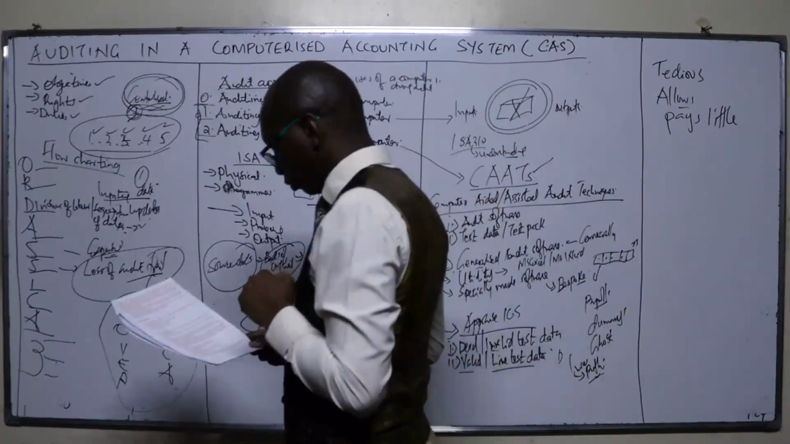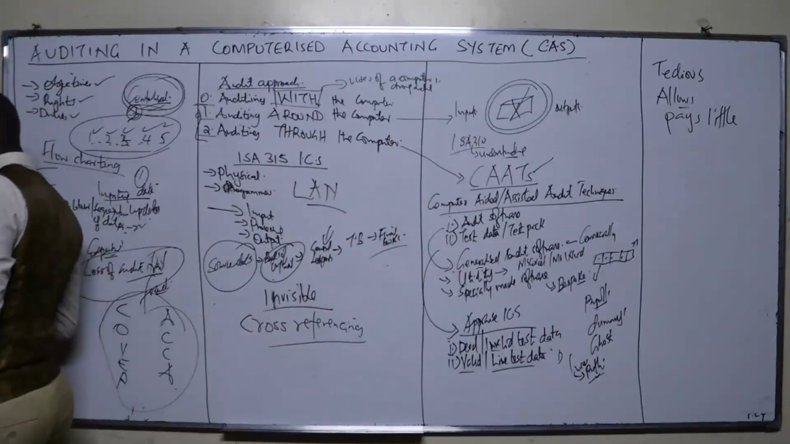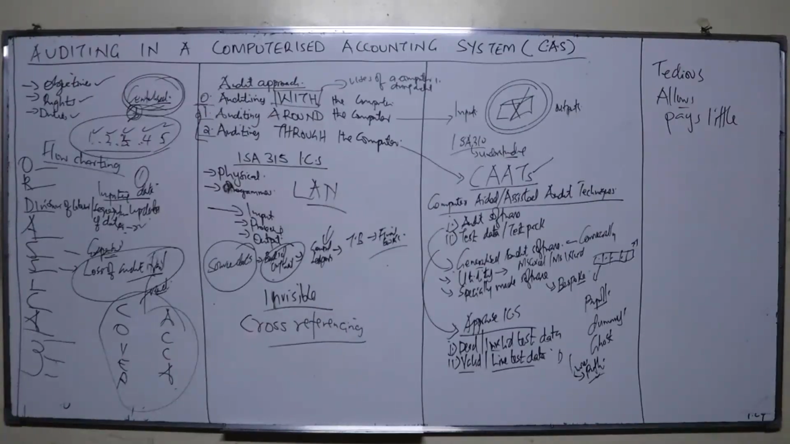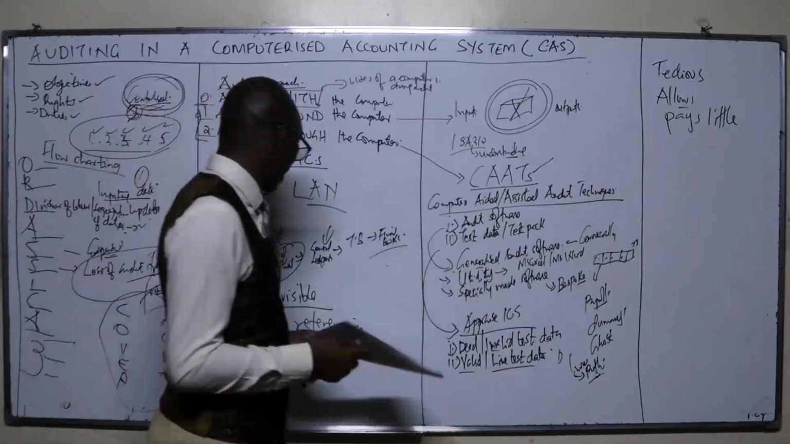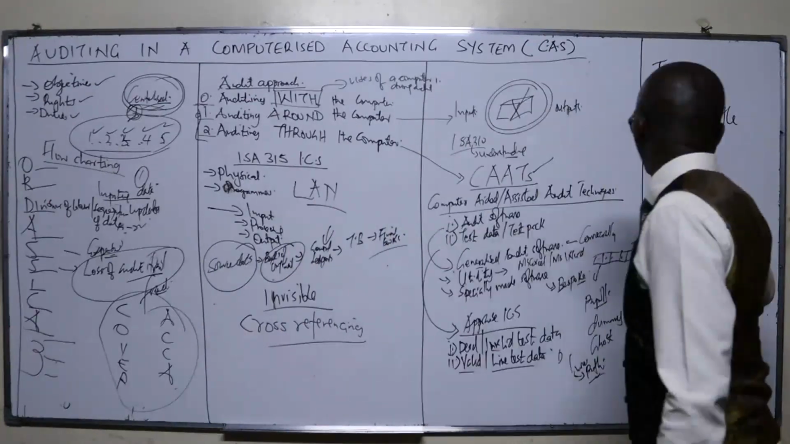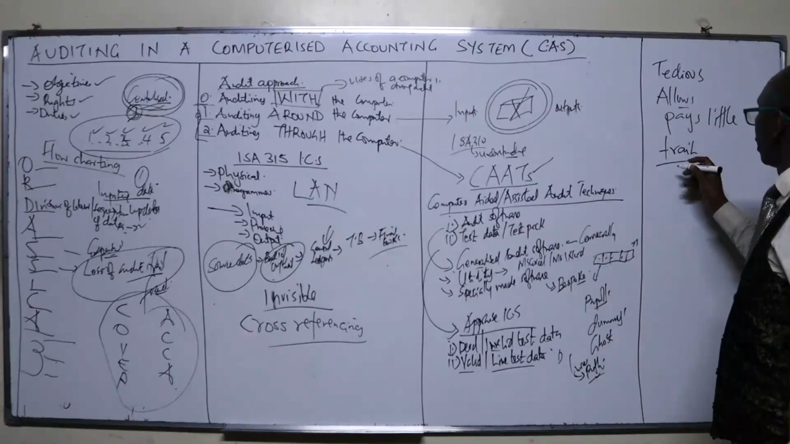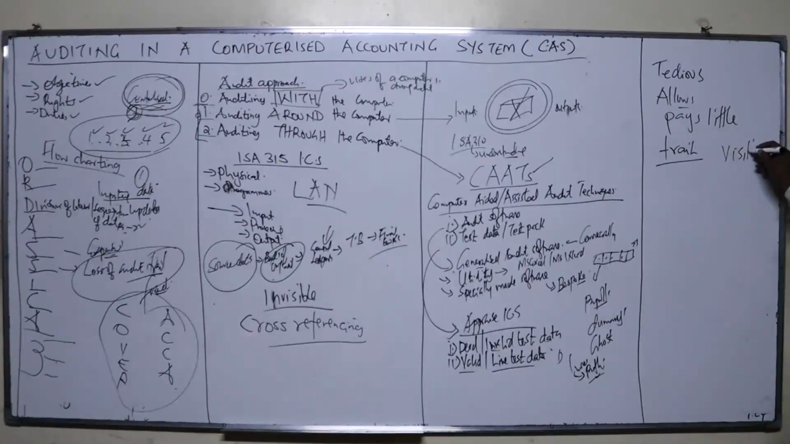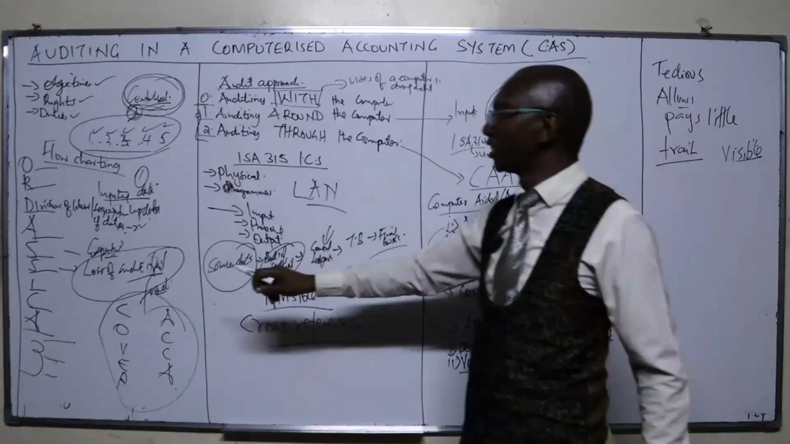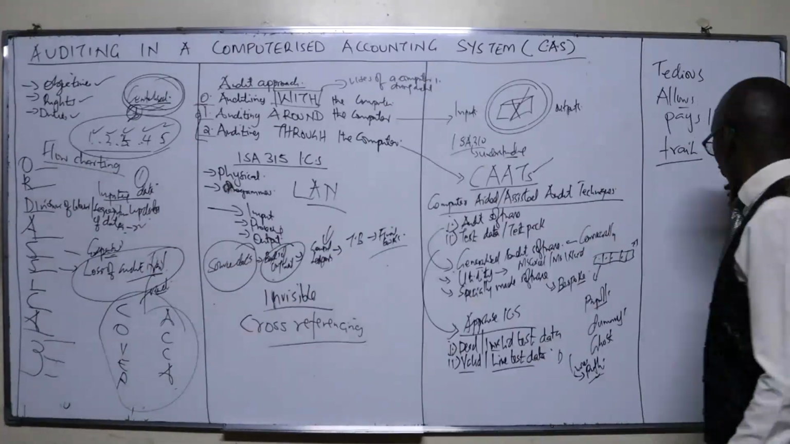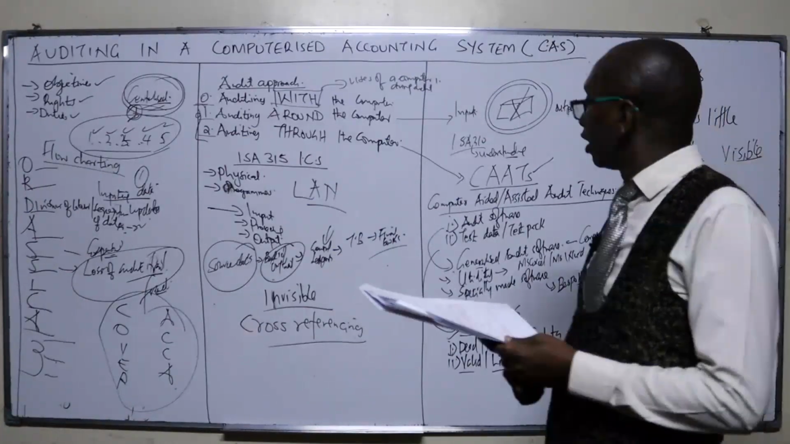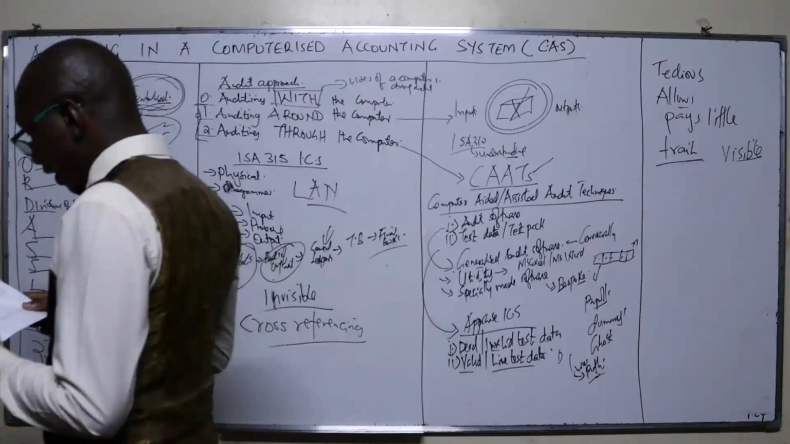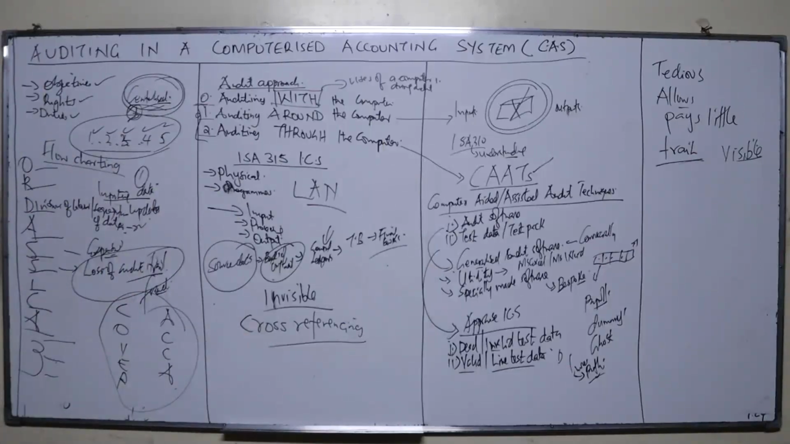This approach is only suitable where: A, audit trail is complete and visible. I talked about loss of audit trail, inability to trace. But when you are able to trace, then you can go for auditing around the computer. B, processing is simple.